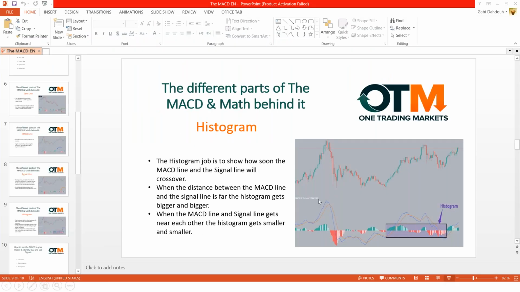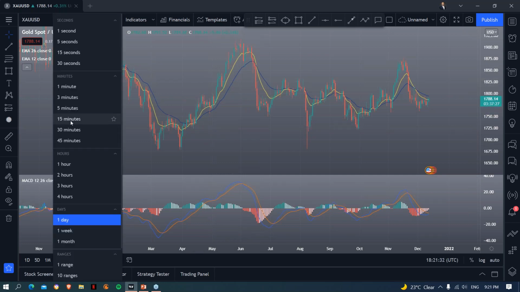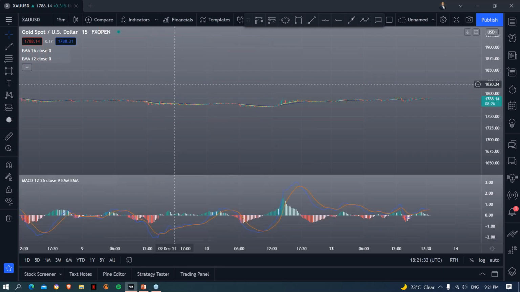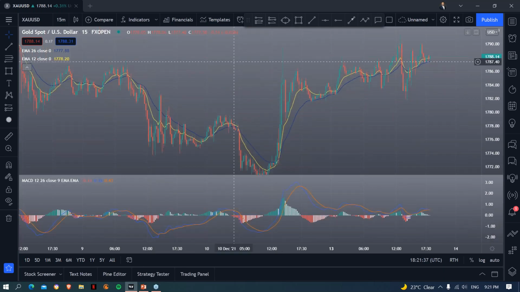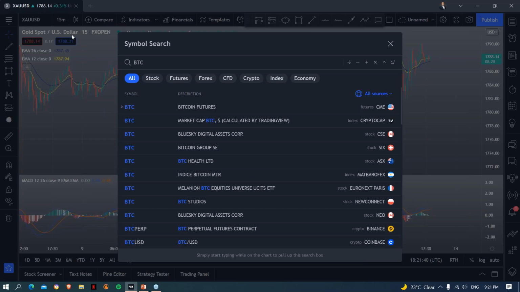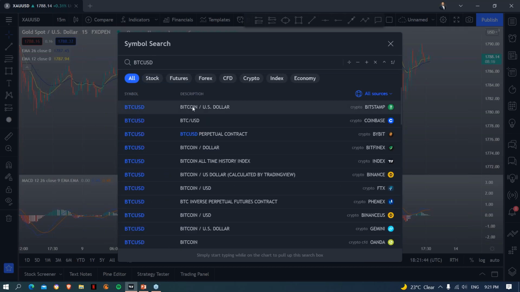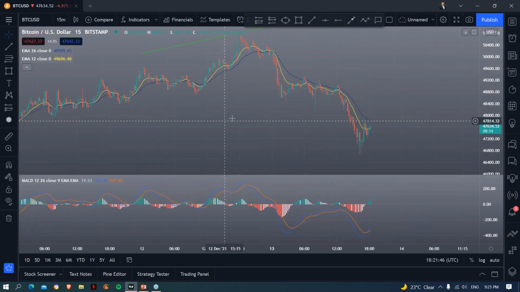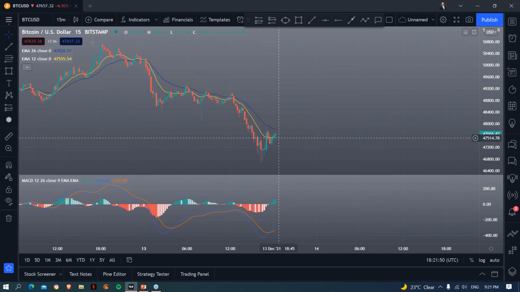Before we start with the histogram, I would like to show you a couple of examples on real-life charts. So this is the 15-minute chart of gold. We can try something else. For example, we can see Bitcoin USD if you guys are interested. Here we go. Let me delete all of this. So this is the 15-minute chart.